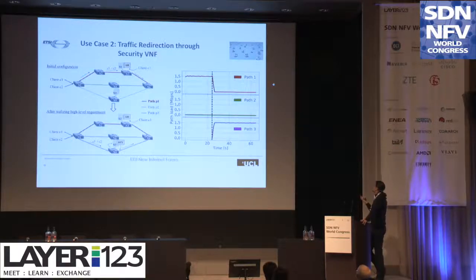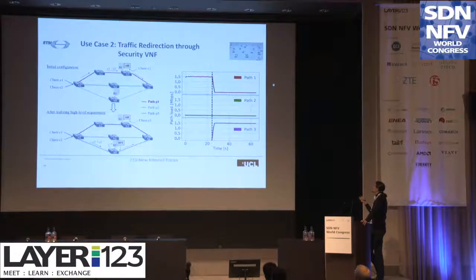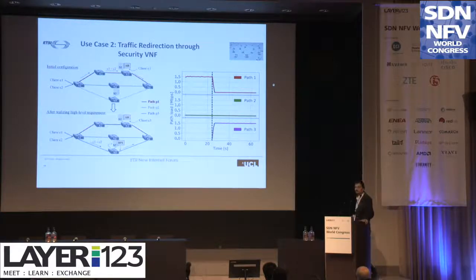As you can see on the plot here, initially all traffic is going on the red path. At time t equals 25, the new requirement is inserted, and there's a small gap here until all the traffic from the clients on this path is redirected to the bottom path.